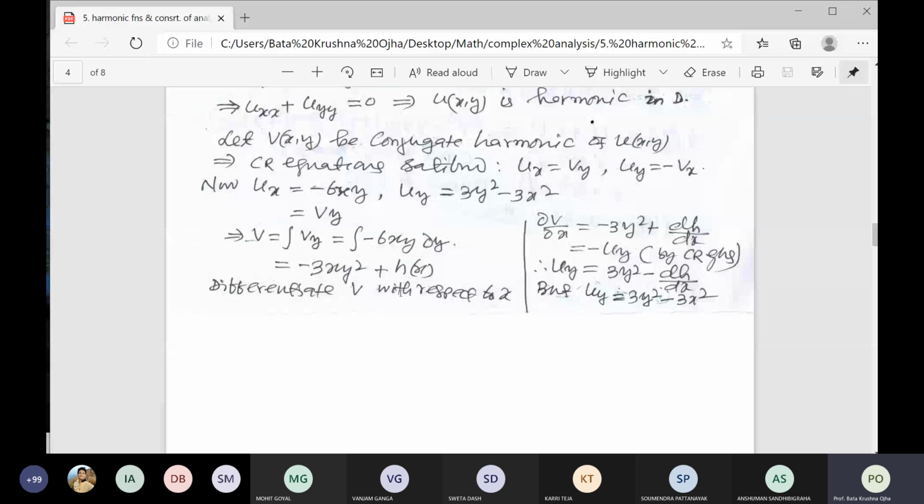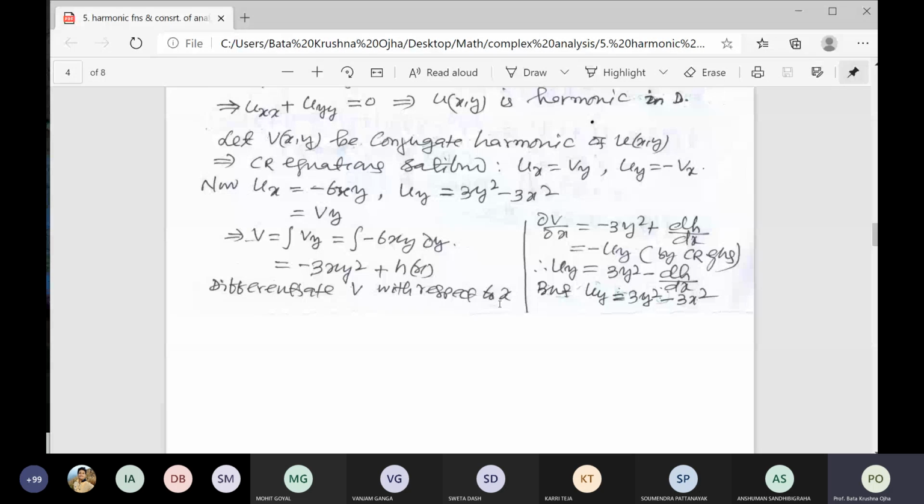You see, the arbitrary function is h of x. If the arbitrary function is h of x, then you differentiate with respect to x. Suppose the arbitrary function is g of y, then you differentiate with respect to y. So that it is not confusing for you. We have calculated v, v is equal to this plus the arbitrary function h of x. Since it is h of x, we differentiate v with respect to x.